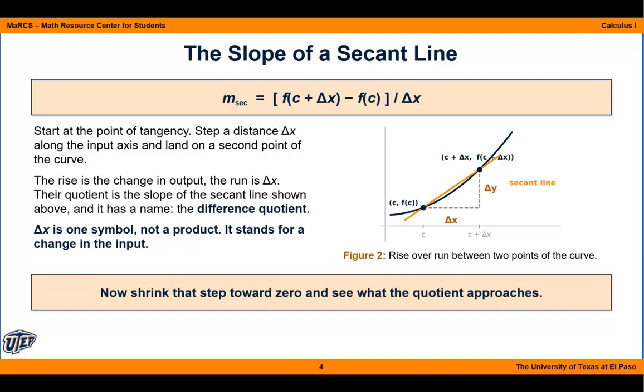The vertical change is the difference between the two output values. Dividing the vertical change by the horizontal change gives the slope of the secant line. This ratio is called the difference quotient. Remember that delta x is one symbol representing a change in the input. It is not delta times x. For a secant line, delta x does not equal 0 because 2 points must be different. We will keep it non-zero while allowing delta x to approach 0.